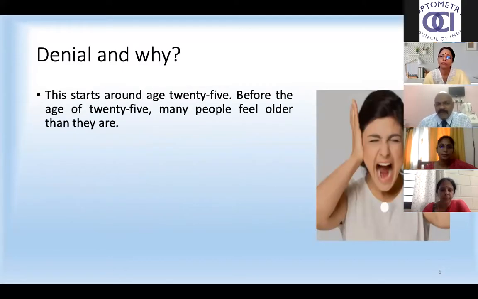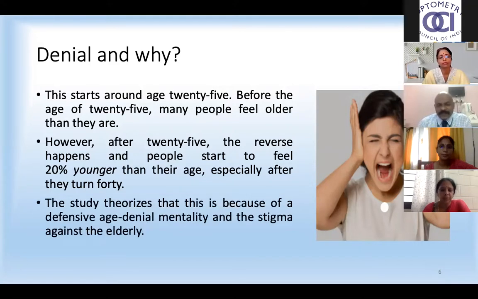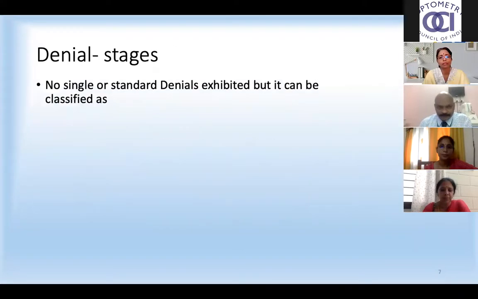According to that study, this kind of denial starts at the age of 25. Before the age of 25, many people feel older than they are. They want their views to be heard. They want people to take them seriously. So they project themselves as a little older than they are. But when they cross 25, the reverse happens, and people start to feel 20% younger than their age. This becomes more pronounced after they turn 40. The study theorizes that this is because of a defensive age-denial mentality and the stigma against elderly people.